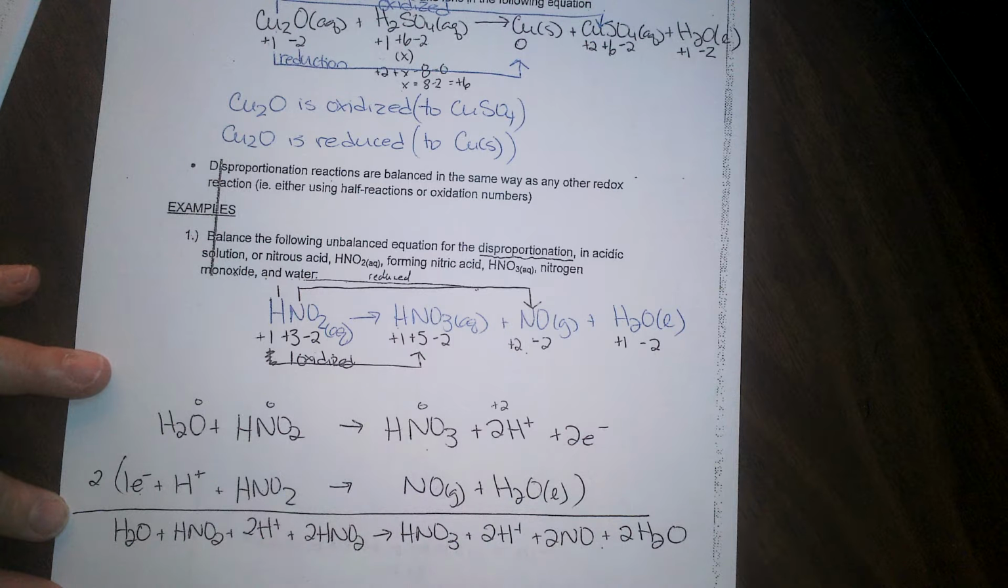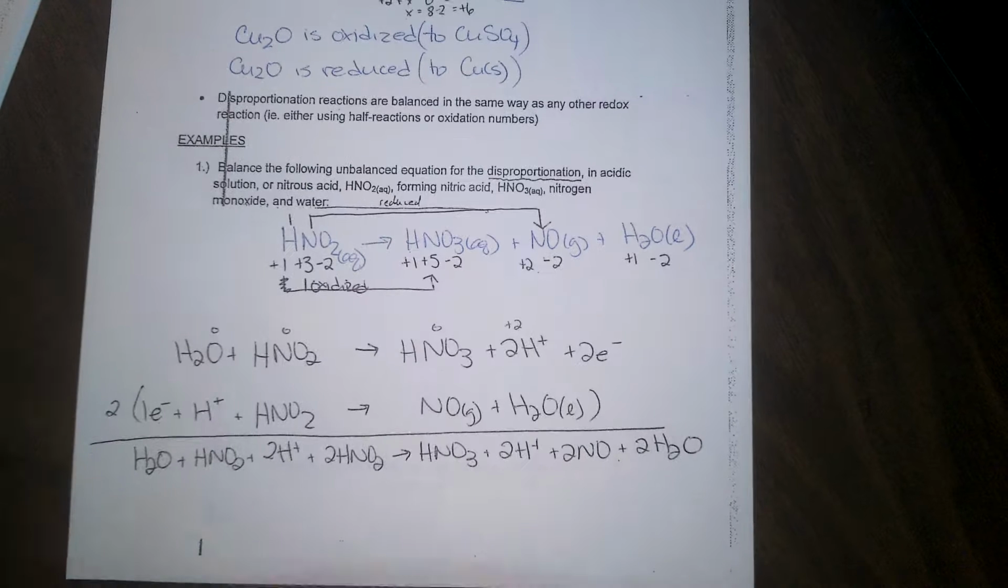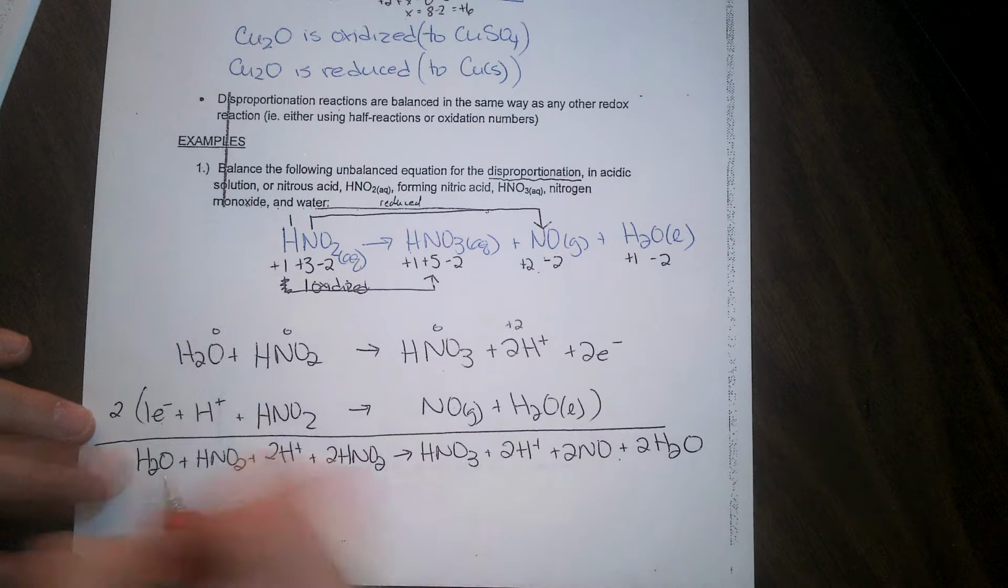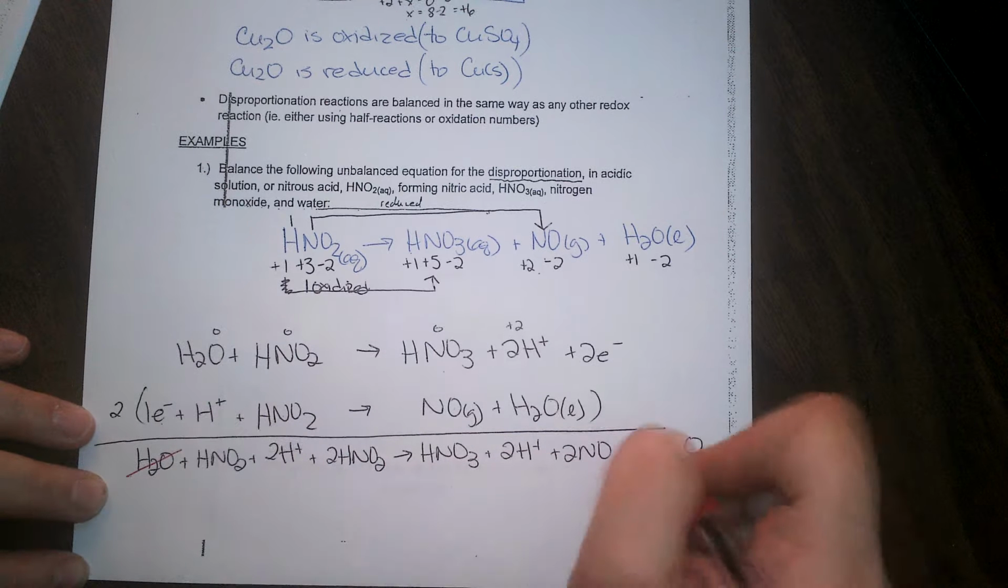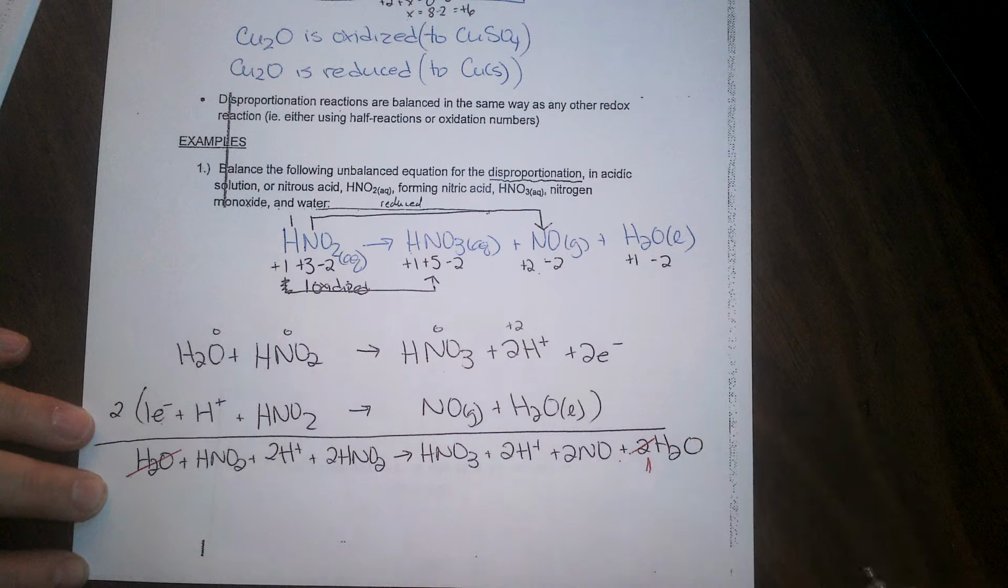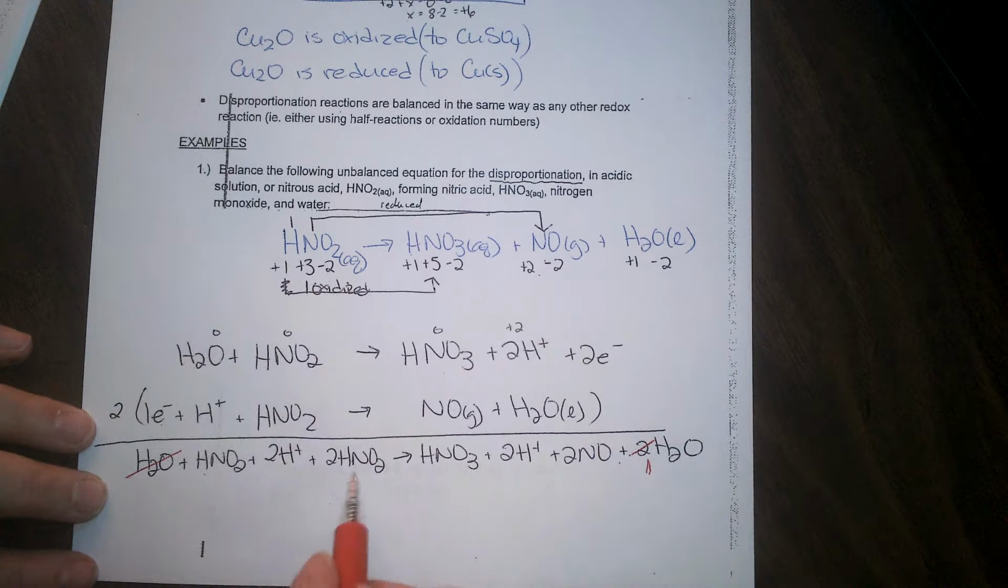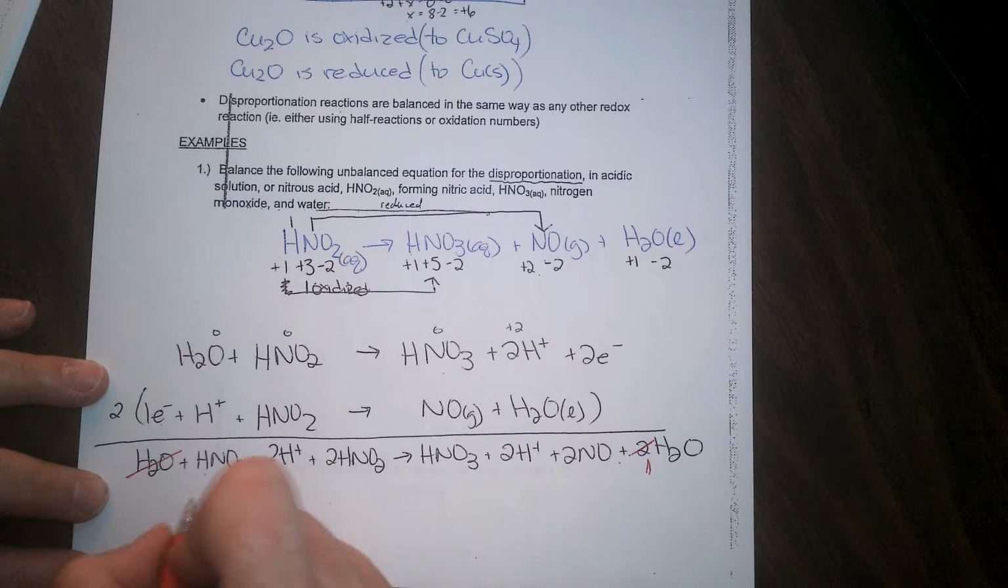I was just doing my total ions. So now I'm going to look. I have 1 water here, and I have 2 waters here. I'm going to cancel this one and take 1 away from here. I just didn't write them in. 2 electrons and 2 electrons. The whole point of doing that was to cancel electrons.